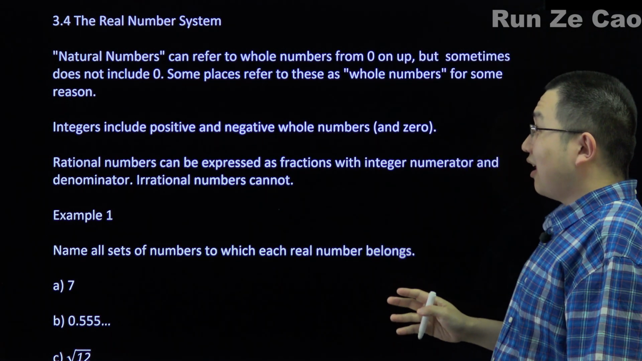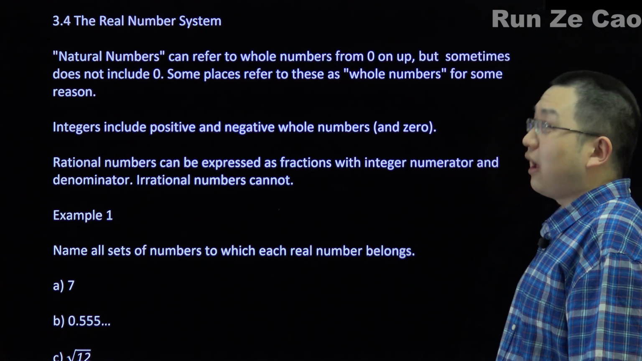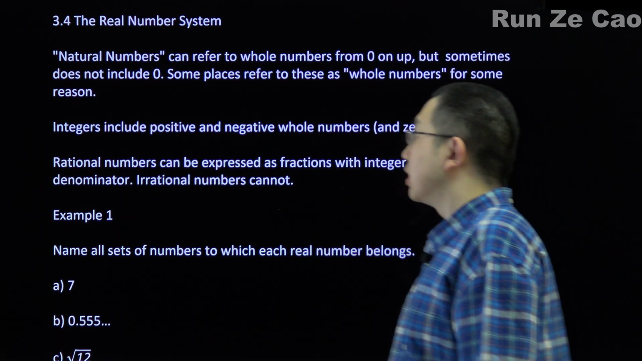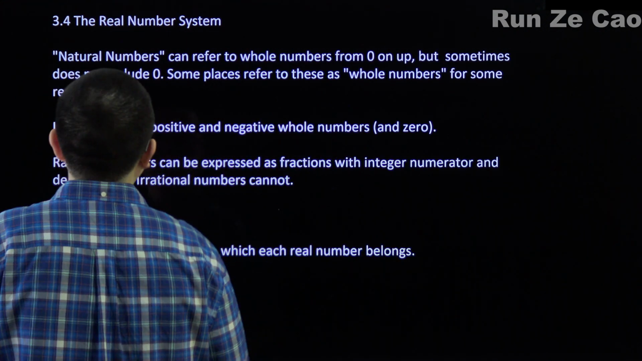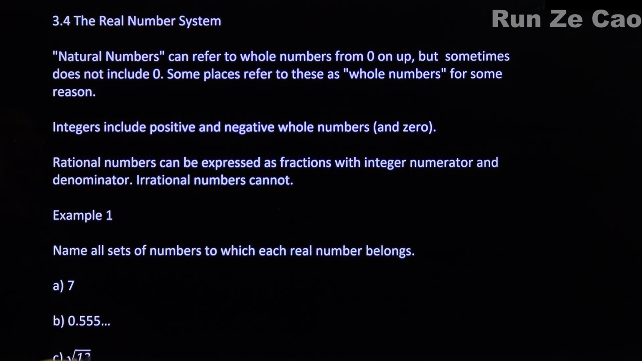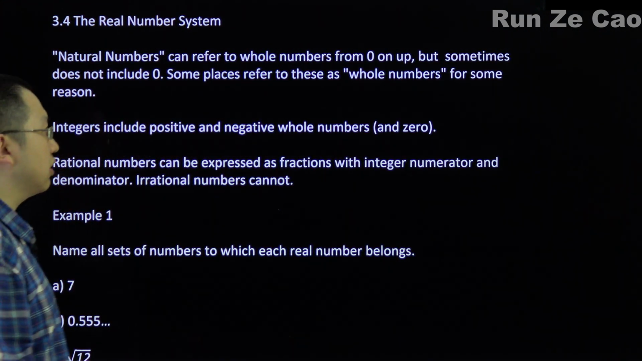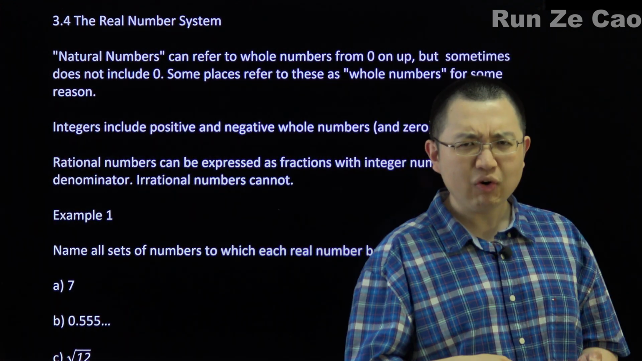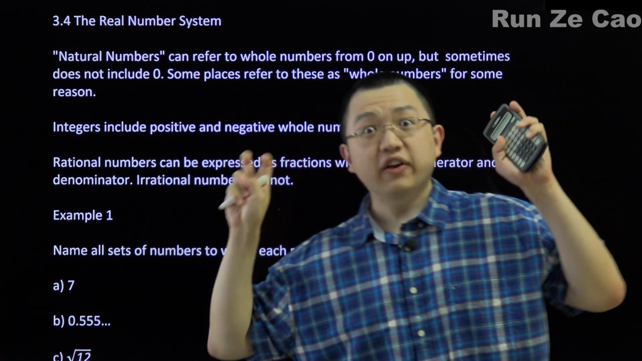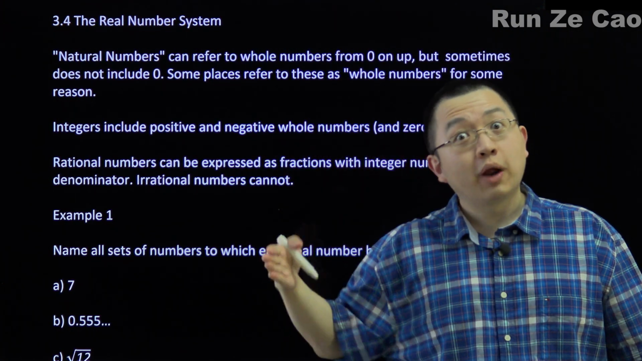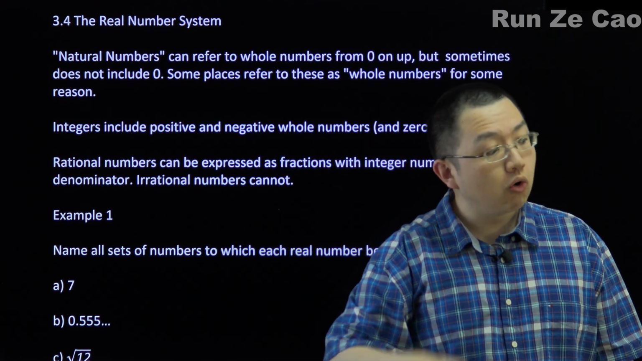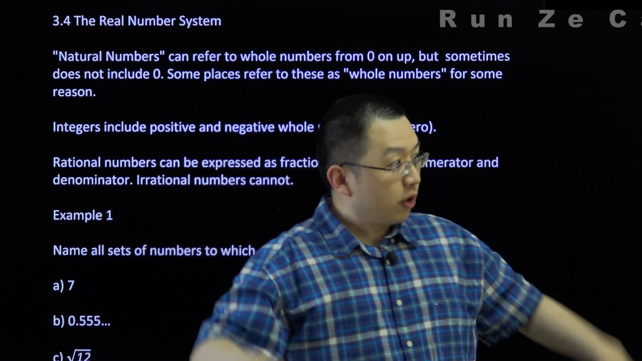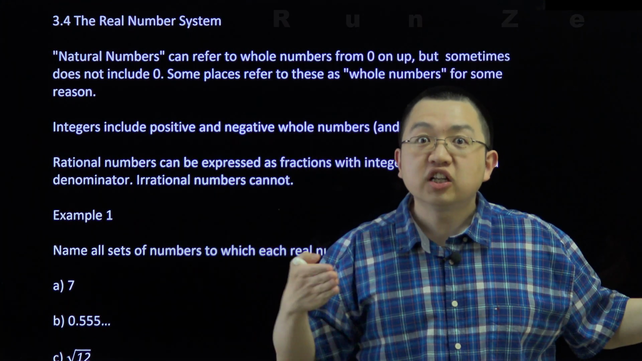Some places have natural numbers including 0, and others don't. Just be careful about which convention you're dealing with. Also, some places, for some reason, refer to 0 and positive integers as whole numbers. And given we have the term positive integers, i.e. whole numbers that are bigger than 0, you'd think you don't need natural numbers to refer to positive integers only, right?